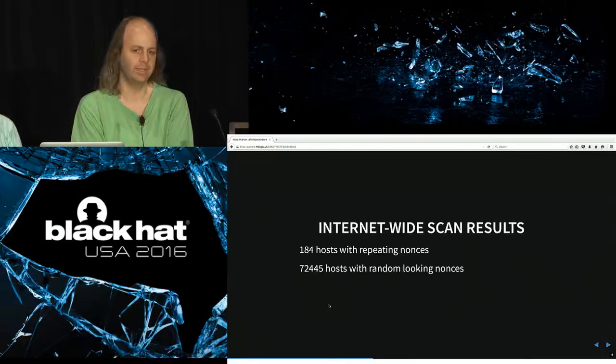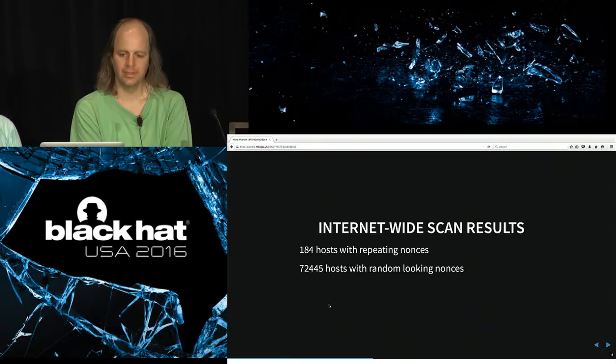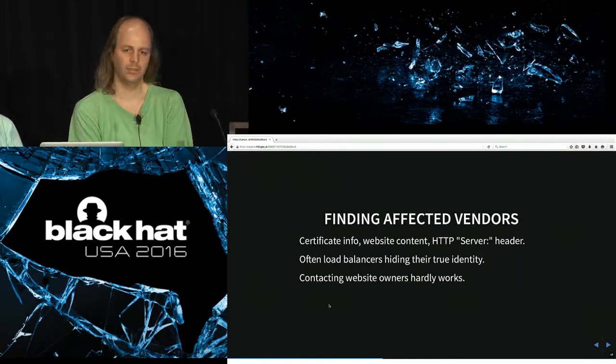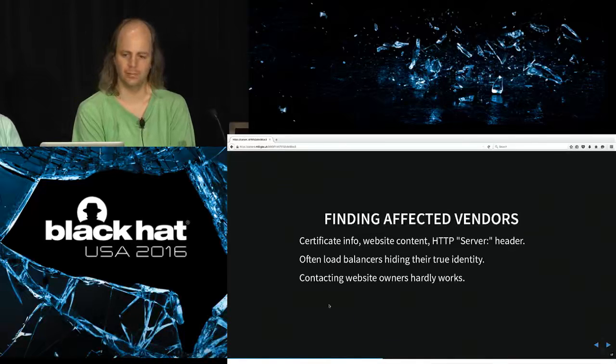So yeah, we scanned the internet for this issue. We wrote a little patch to OpenSSL that would print the nonce value of a connection, and we found a bit less than 200 hosts that had a repeating nonce just by doing 10 connections, and we found around 70,000 hosts with a random nonce. And then the next job was trying to track down which devices are responsible for this.